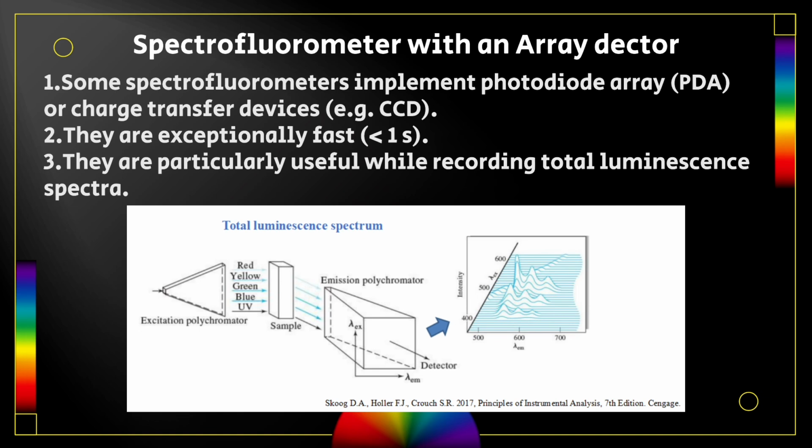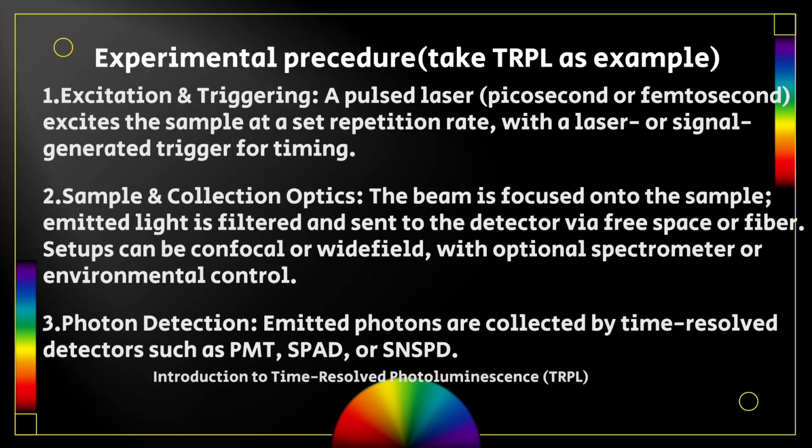So an array detector spectrophotometer can provide a 3D total luminescence spectrum, with complete excitation and emission spectra of a compound. Total spectra can be obtained exceptionally fast, in less than 1 second, and it can also be used to analyze mixtures of fluorescent species.